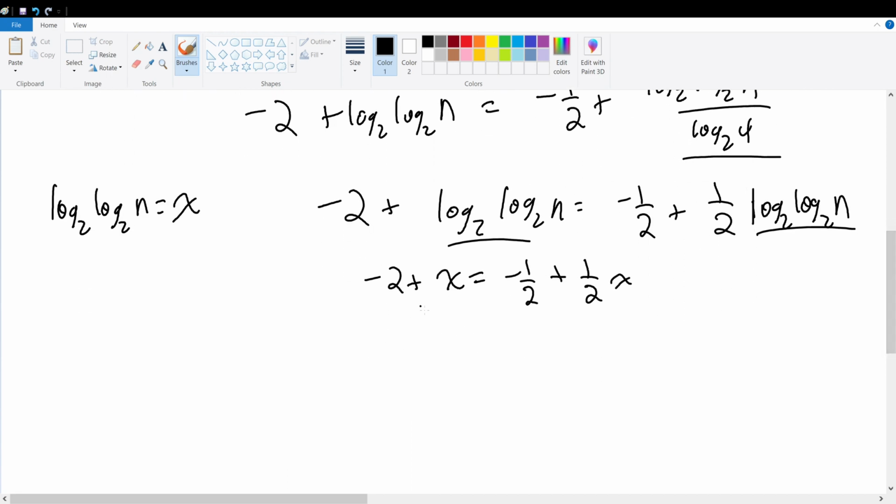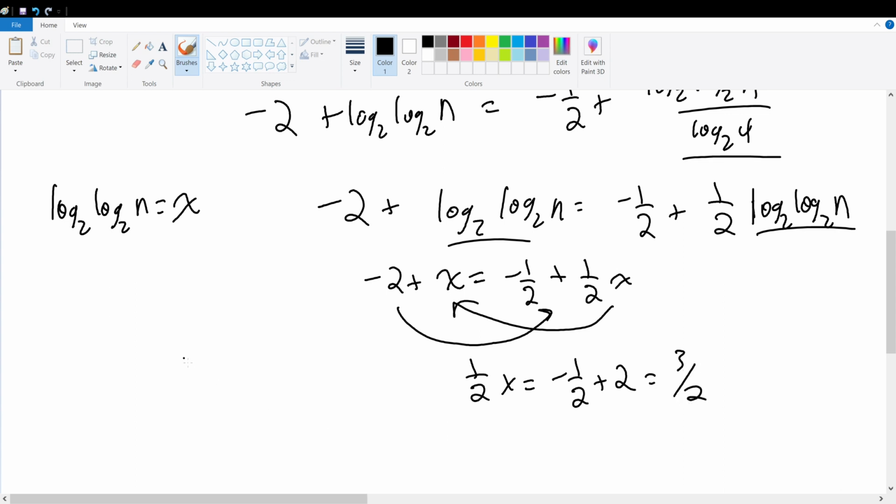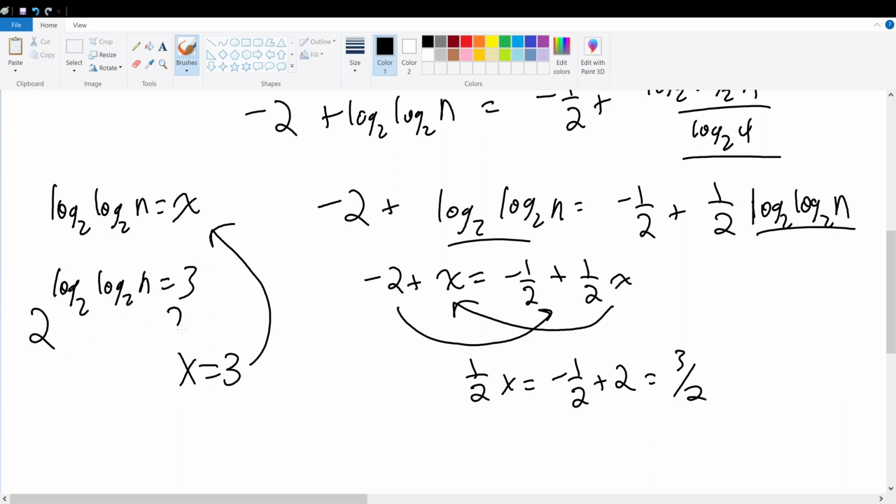So if we move half x over, half x is equal to, if we move negative 2 over, negative half plus 2, which gives you 3 over 2. Now, this will give you x is equal to 3. If we plug it back in, we know that log base 2 of log base 2 of n is equal to 3. If we take the power of 2 on both sides, we eliminate the outer log, and we get log base 2 of n is equal to 2 to the 3rd, which is equal to 8.